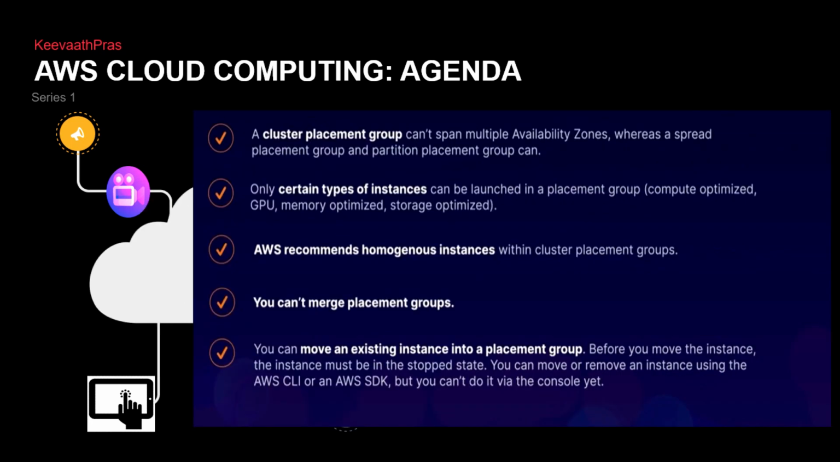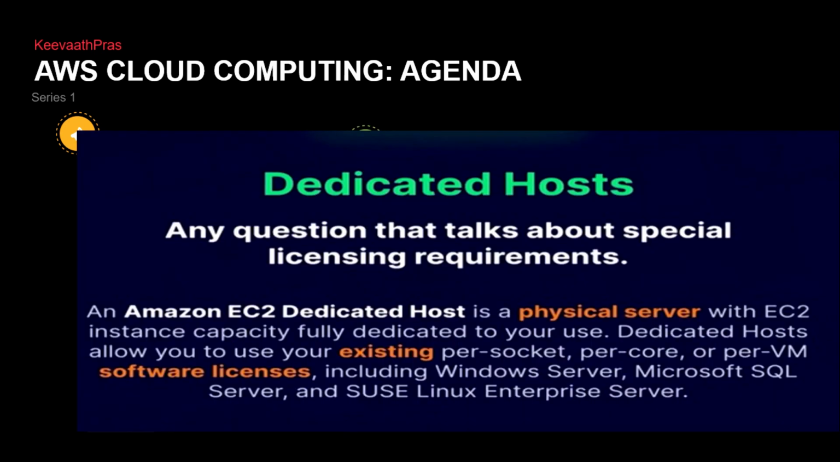And we also saw that a cluster placement group can't span multiple availability zones, whereas the remaining two can. Only certain types can be launched. AWS recommends homogeneous instances. You can't merge placement groups. The remaining one is that you can move an existing instance into a placement group, okay, but you have to do it through the command line interface or the SDK.